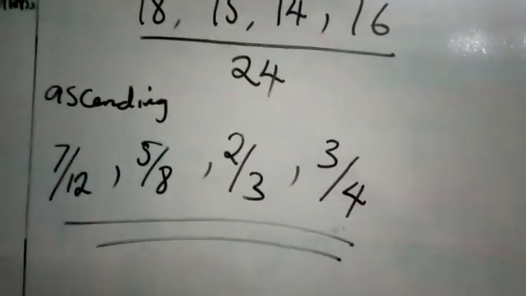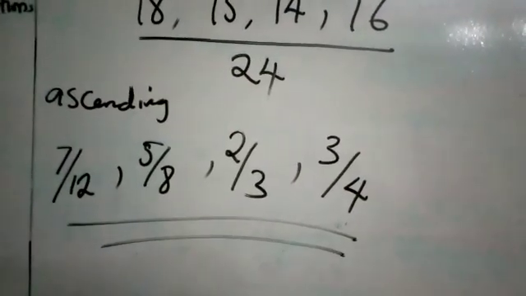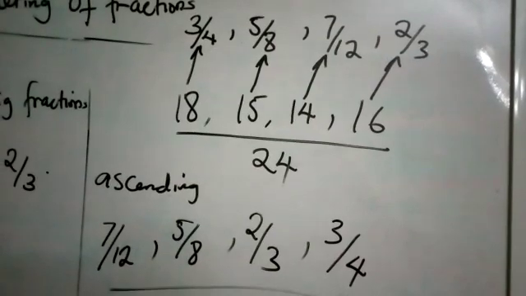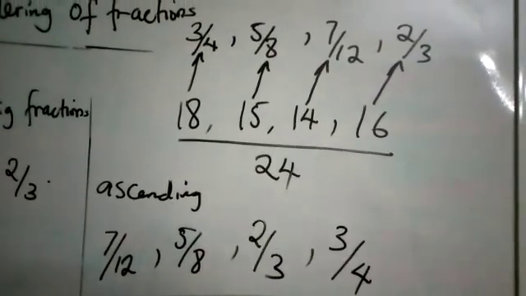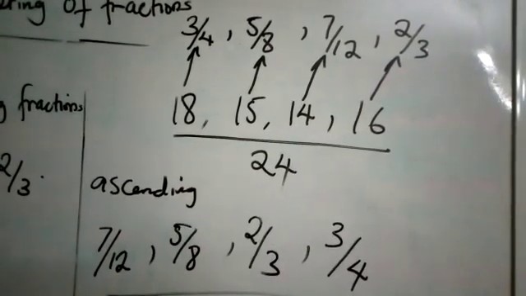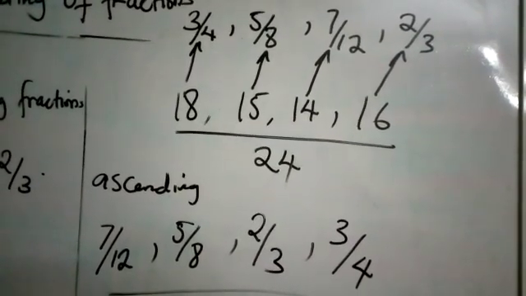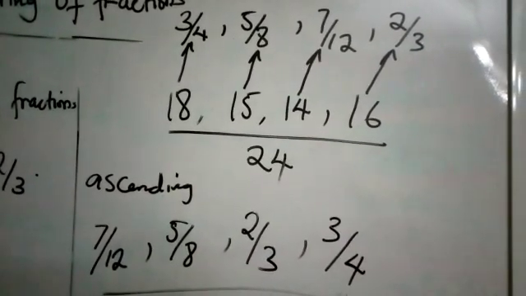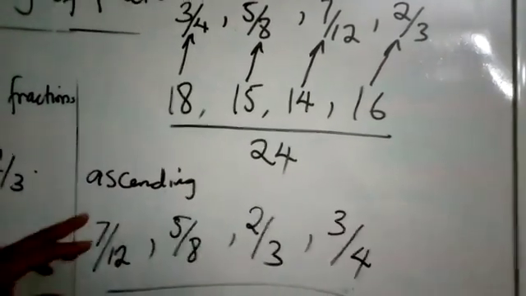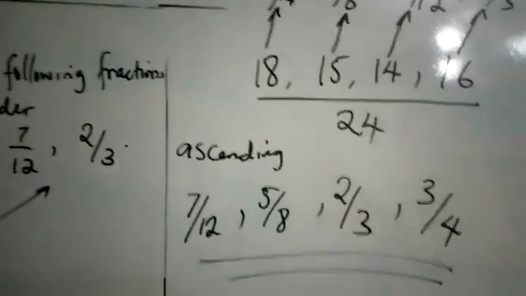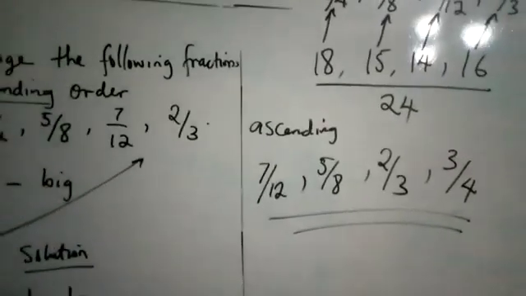Simple. This is comparing and ordering of fractions. First of all, you look for the lowest common denominator. When you have gotten the lowest common denominator, you divide it by each of the denominators and multiply by the numerator. Then you pick the equivalent fractions to arrange in your ascending order.